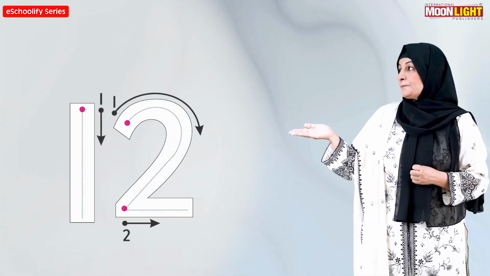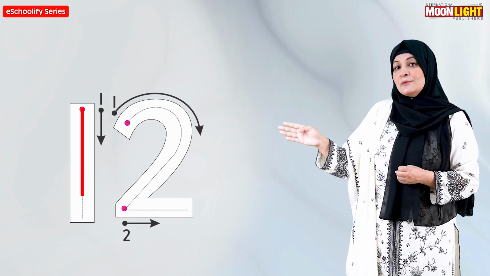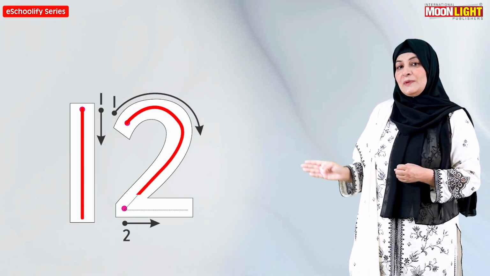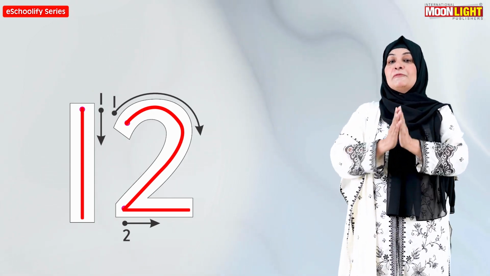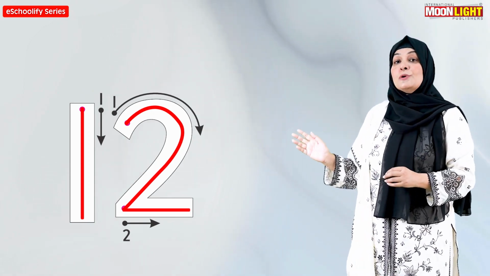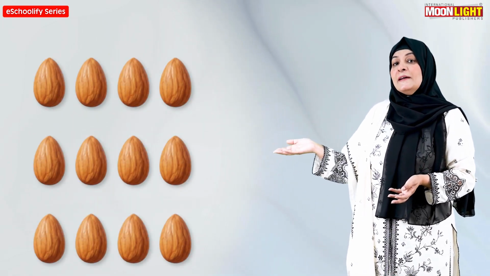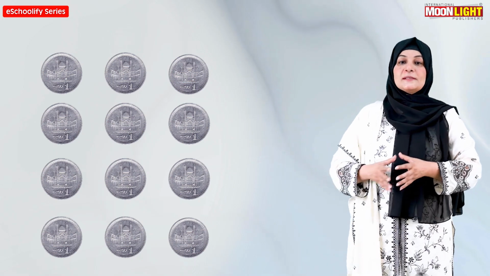After that, formation. Start from the dot, come straight down, it will make number 1. Make a cap, slant down, sleeping line, it will make number 2. They are already familiar with number 1 and 2. So, number 12. 12 almonds, 12 coins, 12 rupees.